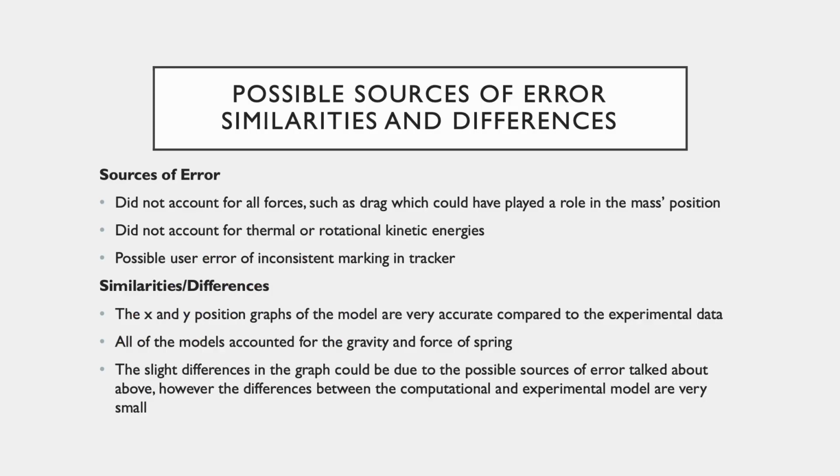Some possible sources of error are that we did not account for all forces such as drag, we did not account for thermal or rotational kinetic energy, and there could also be a possible user error of inconsistent marking and tracking. However, there are some similarities and differences, such as the graphs being very accurate comparing the experimental and the observed model, and all of the models accounted for gravity and the force of the spring, but the differences could be due to possible sources of error talked about earlier.